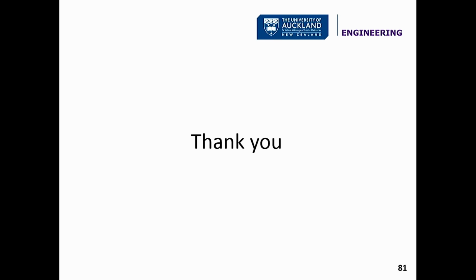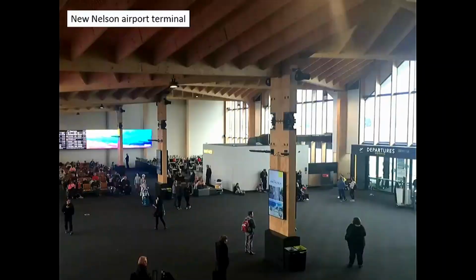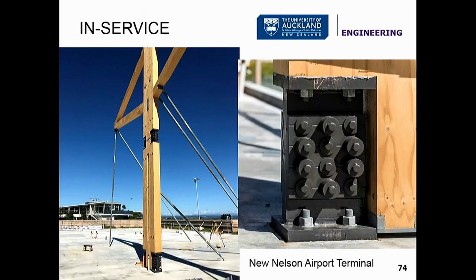So obviously that fuse gives you the ductility in your timber structure. The connection between the fuse and your timber needs to be over capacity design. So you apply your 1.5 factor to connect to the rest of the timber. So in the Nelson Airport terminal, that connection here, these were 1,000. The connection capacity here was 1,600.